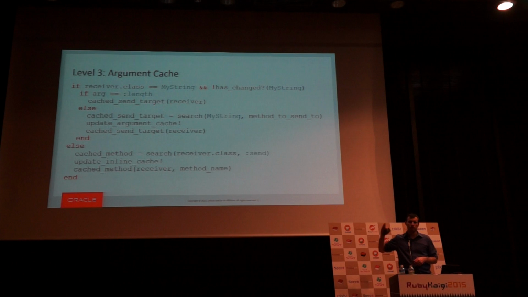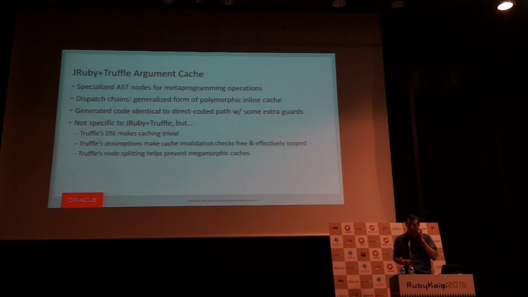And what I'm showing here is, again, something that's monomorphic. It's a single cache entry, but you could extend this quite easily to handle multiple values, and you would just have a chain of if statements in that case. JRuby+Truffle makes it really easy to implement these dispatch chains. Because we have an AST interpreter, we have specialized nodes for these operations.